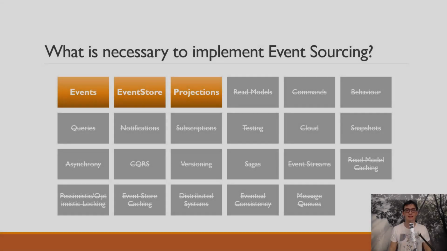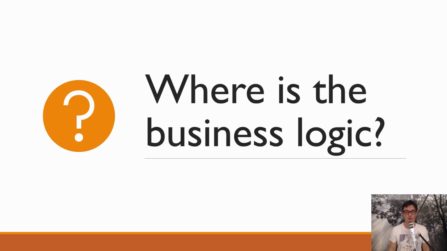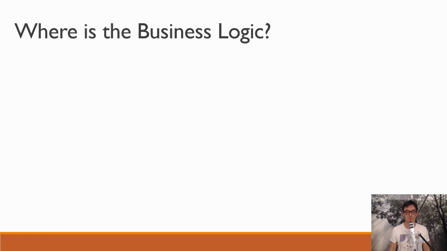So as I just said, we used projections in the last episode, so I hope to have you convinced for now that we need events, an event store, and projections. But the big question is, where is the business logic in our nice little program? And this is what we're going to implement now. The question is, how can we actually implement it?